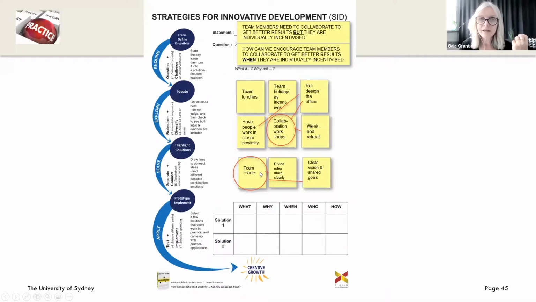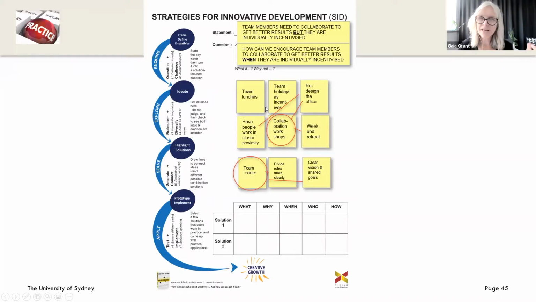So how about having a team charter where you divide the roles more clearly, you set a clear vision and shared goals. So you're pulling together all of those ideas, or synthesizing the information and converging on the ideas to come up with the best possible solutions. Or how about having a collaboration workshop where you spend time redesigning the office and ensuring that people have work in closer proximity, and that can be a weekend retreat.